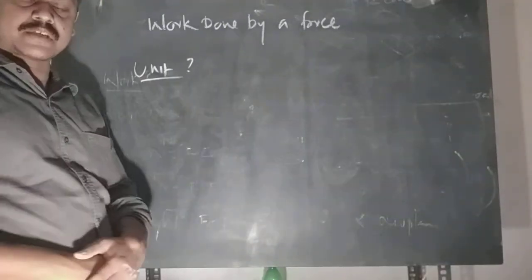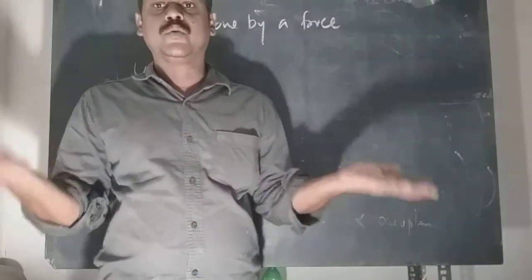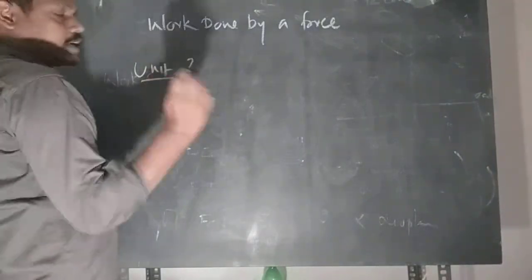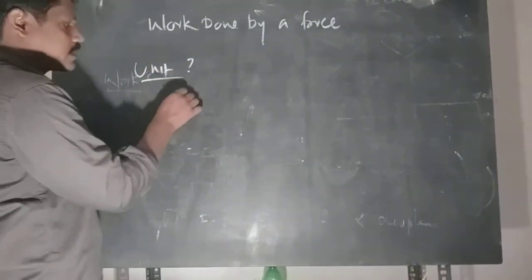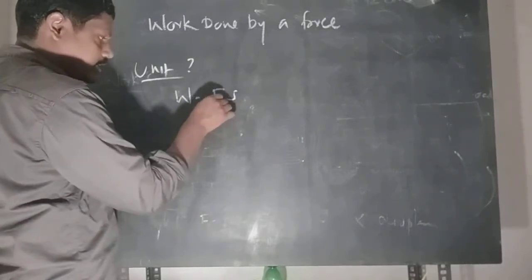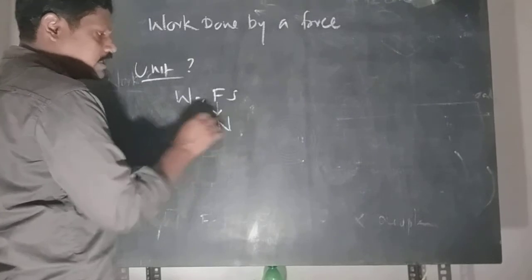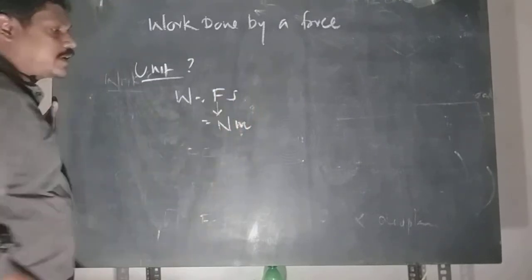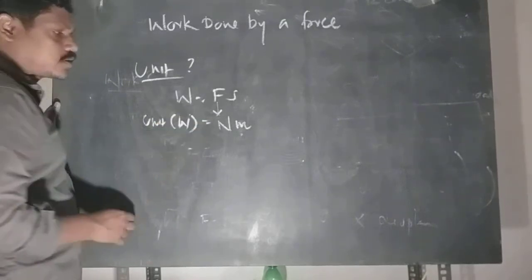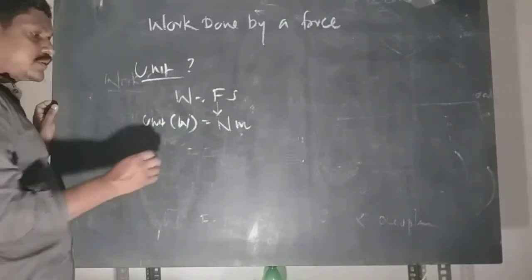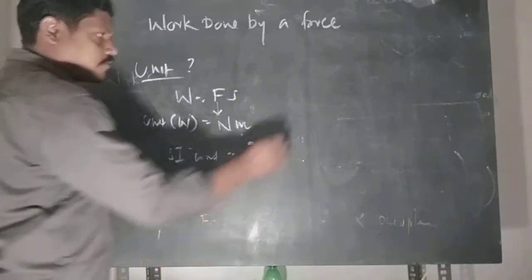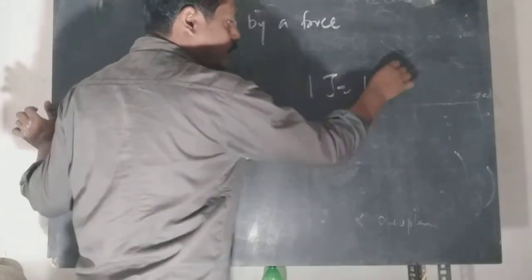Now we have to express the unit of work done. What is the unit of work done? See, we are discussing the unit of work done. We have written W equal to Fs. Here, this is force which is measured in Newton and displacement in the unit of meter. So we have the unit of work done equal to Newton meter, but actually the SI unit of work done is joule, where 1 joule equals 1 Newton meter.